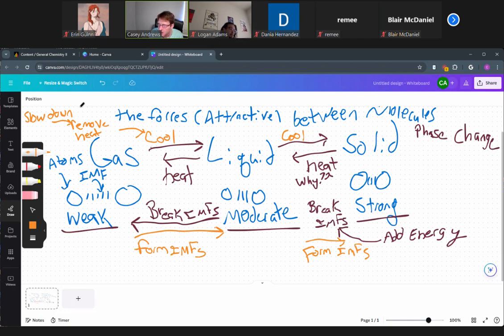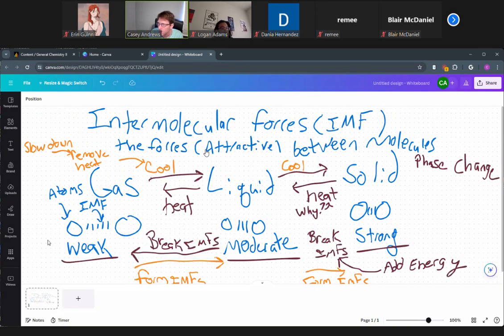Going from a solid to liquid to gas, you're adding energy to break intermolecular forces. Going from a gas to a liquid to a solid, you are removing energy to form intermolecular forces. So that is our overview of intermolecular forces. Any questions about those definitions or those descriptions there?